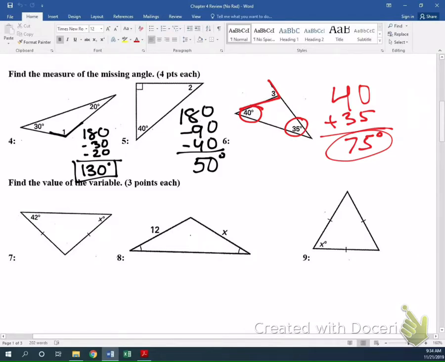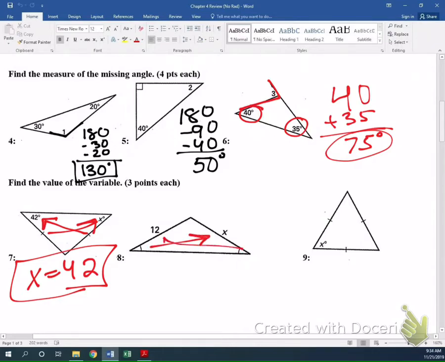All right, number 7, we have an isosceles triangle. When the two sides are the same, what do we know about the two angles? They're the same, so x equals 42. It works in reverse too, the flip-flop. So if the angles are the same, what do we know about the sides? They're the same. Good.